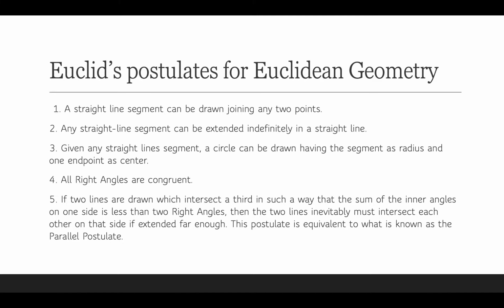So this is the only postulate that hasn't completely been proven, but it's universally accepted for Euclidean geometry, and it basically means that if a line is parallel at one point, then it'll be parallel forever.